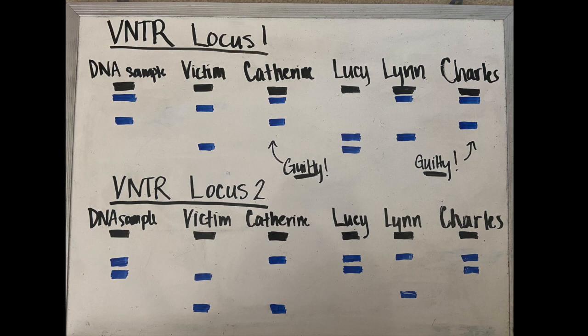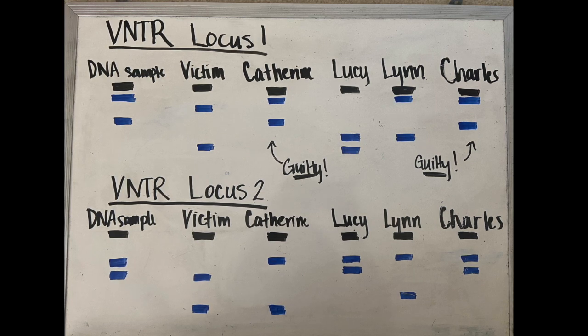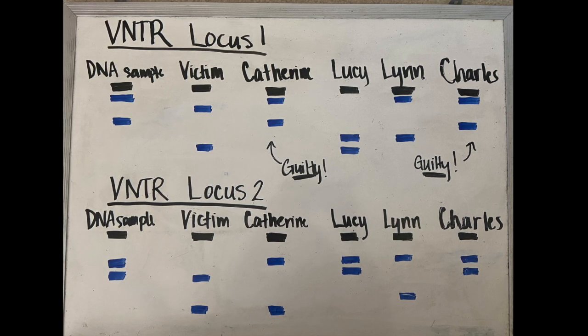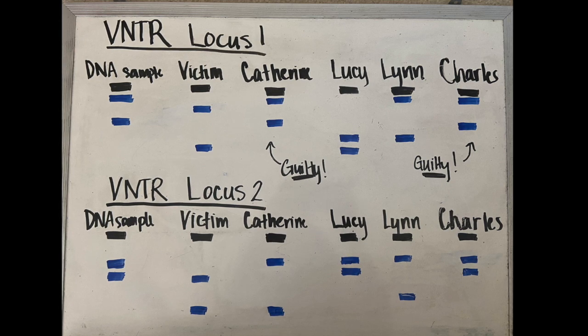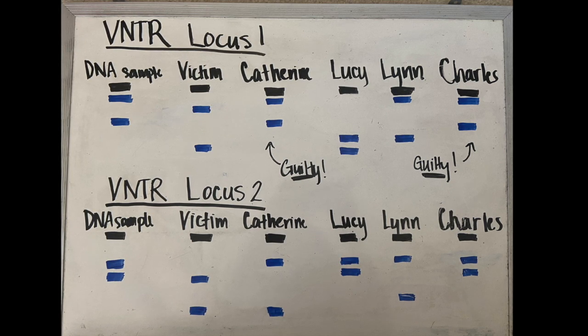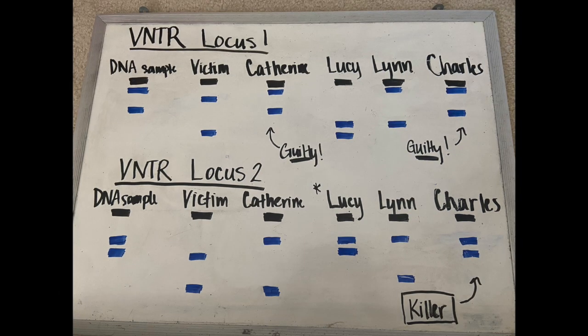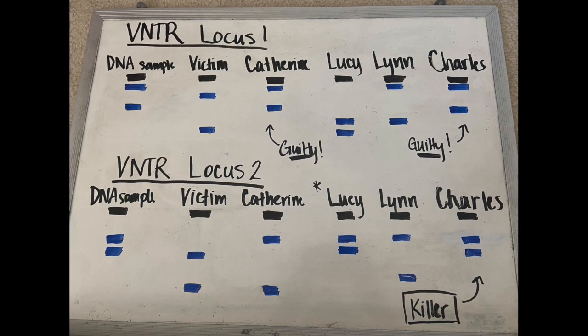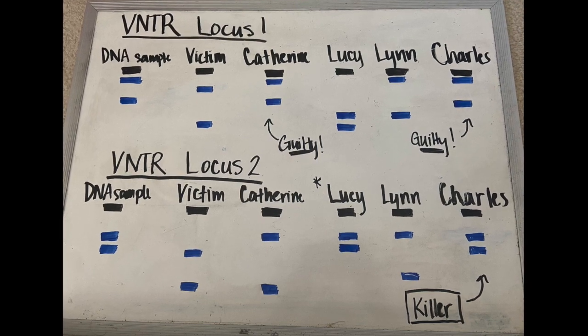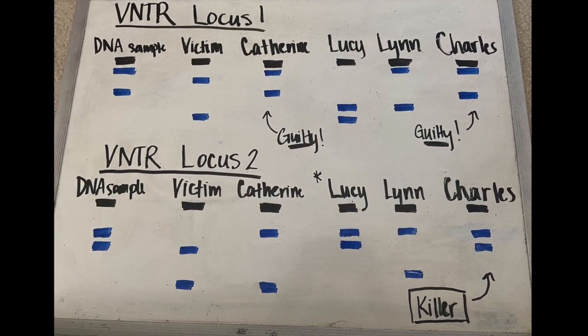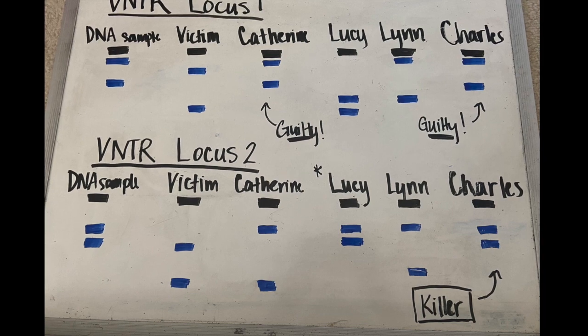Since Catherine and Charles' bands match, they may be guilty. However, we cannot just accuse them right away. We need to examine the second locus to be sure. Now, looking at the second locus, we can see that the DNA sample bands do not match the victim, Catherine, or Lynn's bands. It does match Lucy's.